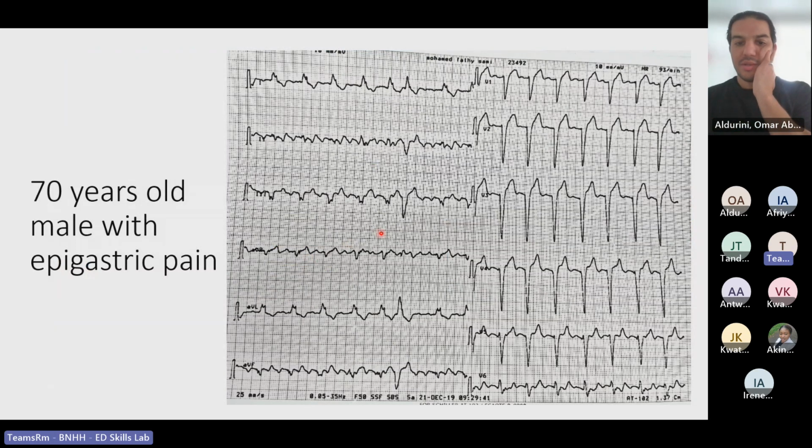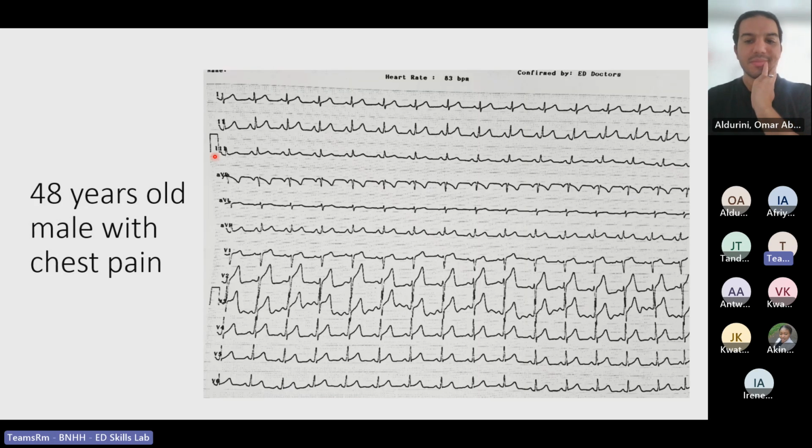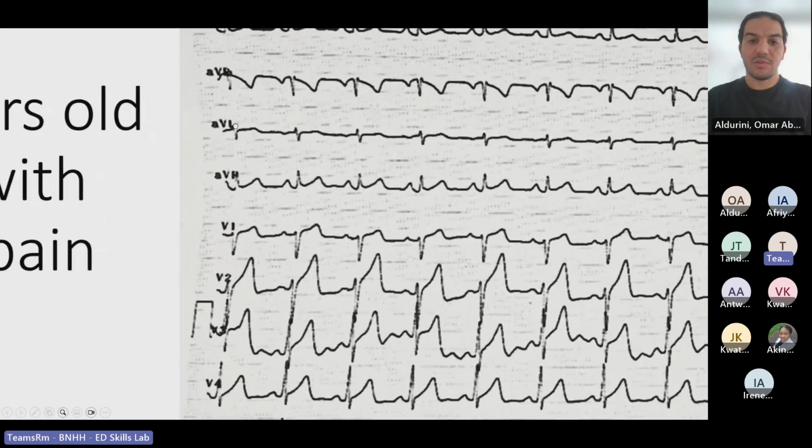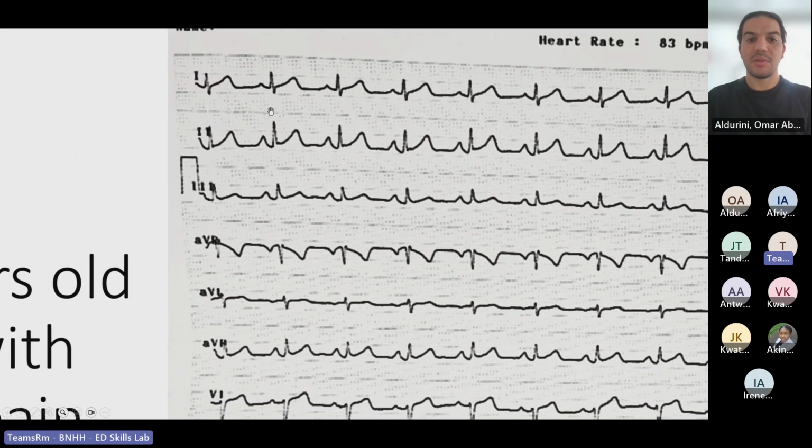Okay, I will start with this ECG. Can you see any ST elevation in this ECG? I will just make it bigger. Start here. Lead 1, the J point is almost at the same baseline. Lead 2 as well, 3, aVR, aVL, aVF.